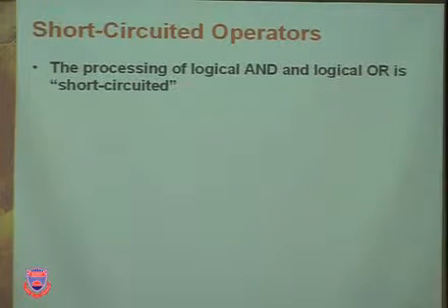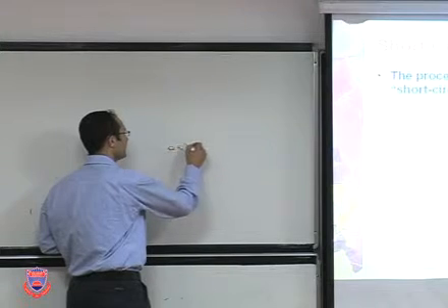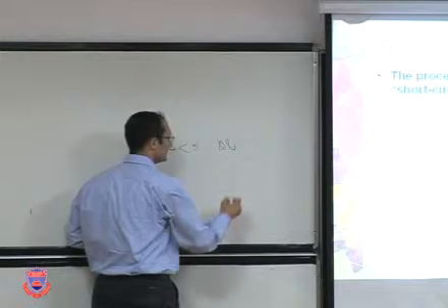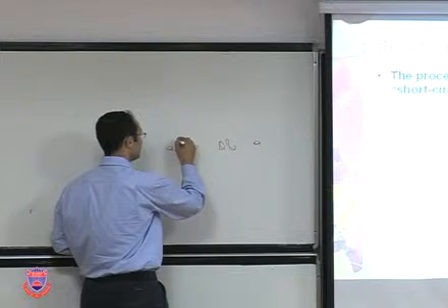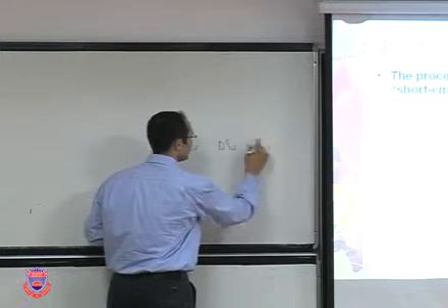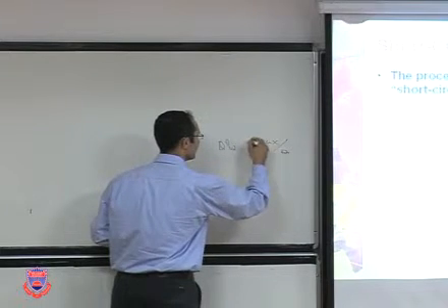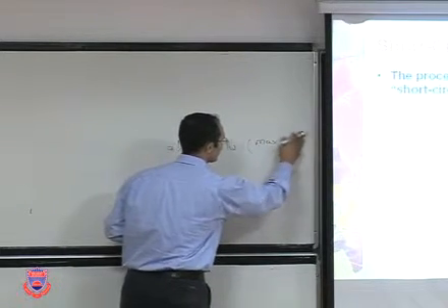So short circuit operators. What does short circuit mean in Boolean expressions, if you recall? Exactly. So short circuit means, for example, consider the AND operator. If I have, let's say, A less than 5, and let's say I have A not equal 0, and then max divided by A is greater than some value, X, let's say.